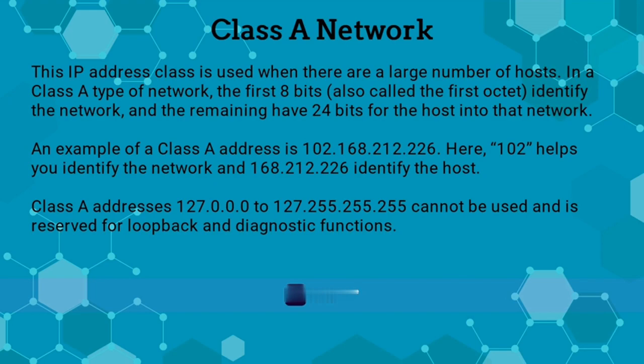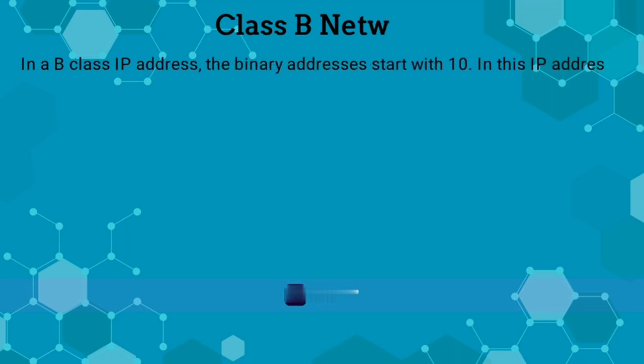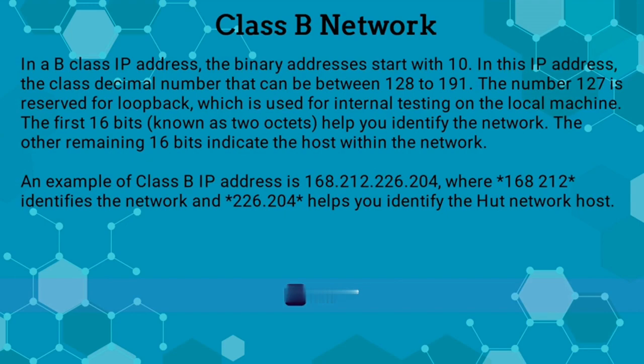Class A addresses 127.0.0.0 to 127.255.255.255 cannot be used and are reserved for loopback and diagnostic functions. Class B network. In a Class B IP address, the binary address starts with 10. The first decimal number can be between 128 and 191. The number 127 is reserved for loopback, which is used for internal testing on the local machine.